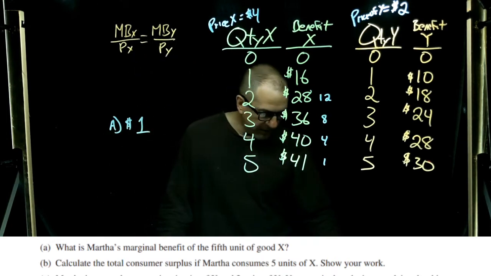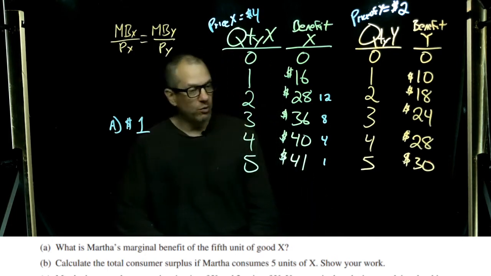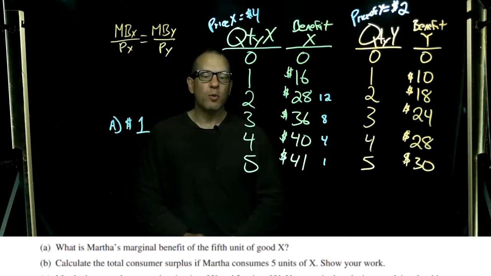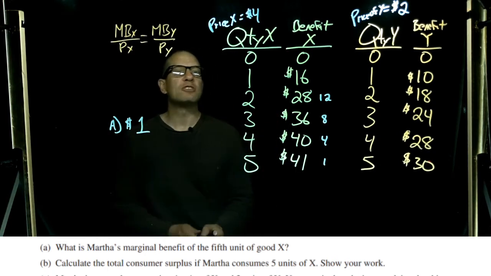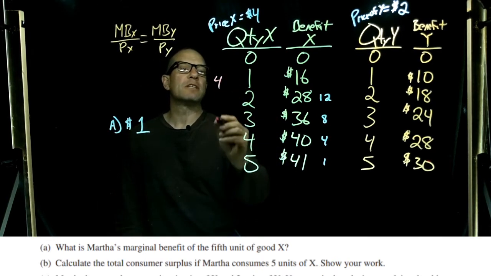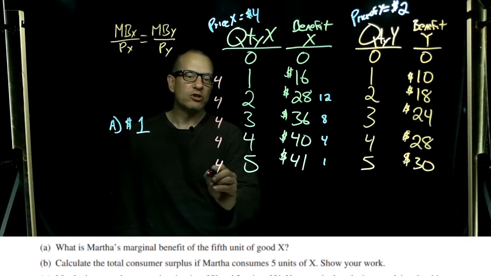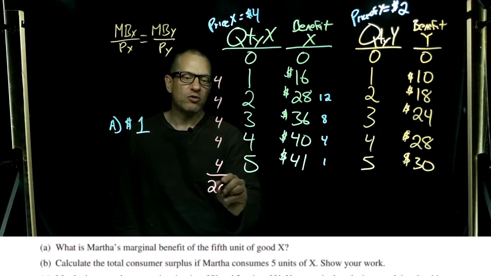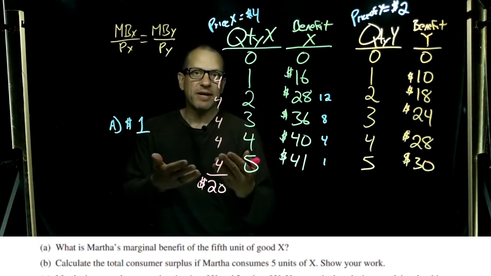The next question says B, calculate the total consumer surplus if Martha consumes 5 units of X. Show your work. So what we're going to do is take a look at what happens when she ends up buying or consuming 5 units of good X. Just to give you a little heads up, she's spending $4 here, $4 here, $4 here, $4 here, and $4 here. So she has spent 4 times 5, $20. That's how much money is coming out of her pocket.